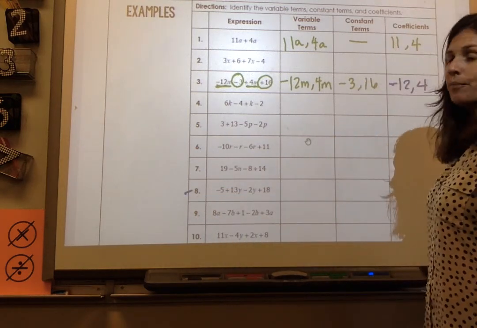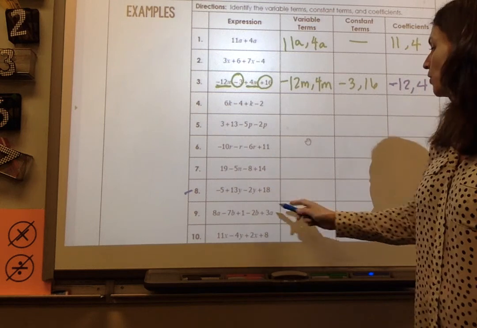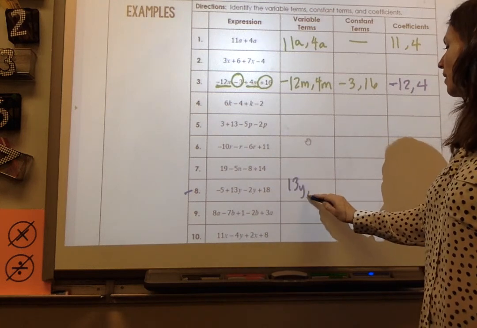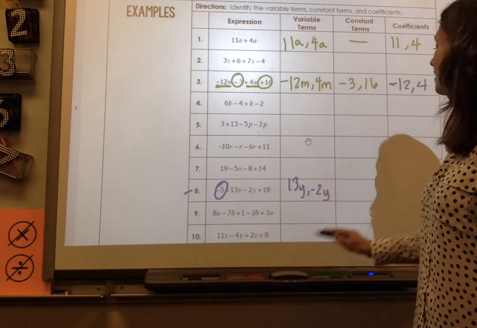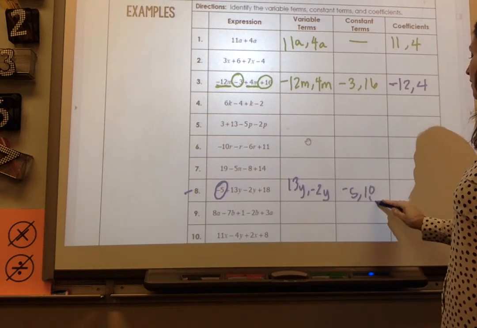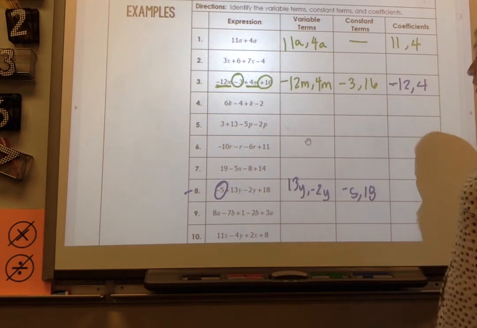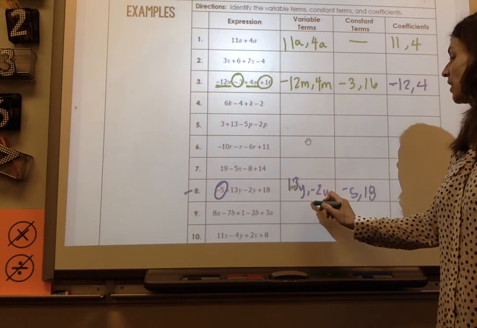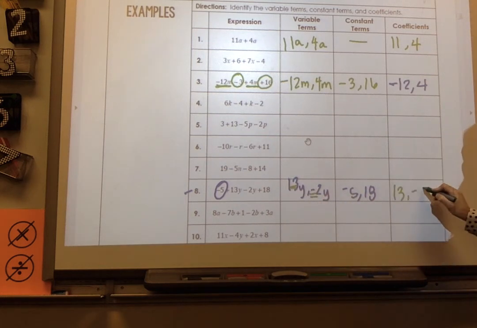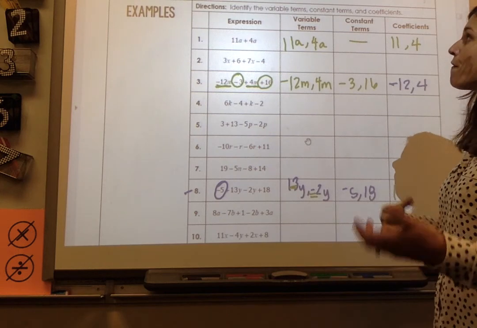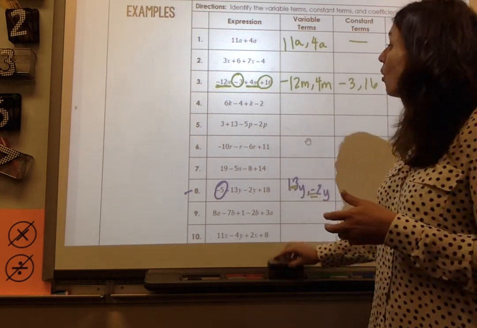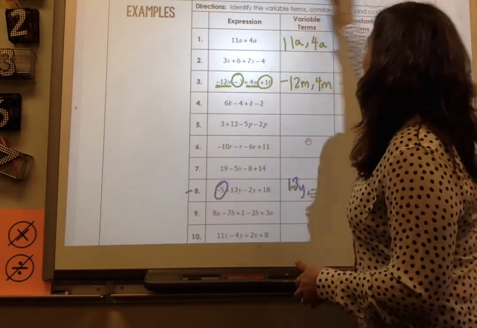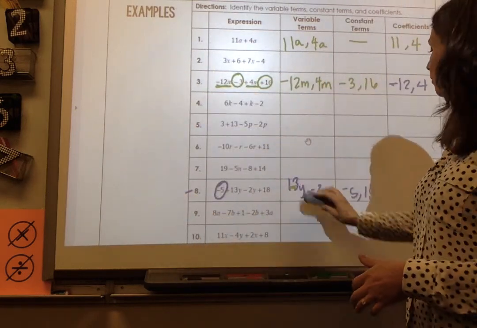Jump down to number 8. We'll do that one together. So my variable terms here are 13y and negative 2y. My constant terms are negative 5 and positive 18. And my coefficients are 13 and negative 2. So that should give you a feel for what a variable term is, what a constant term is, and what a coefficient is. All right? That's just the vocabulary surrounding it.